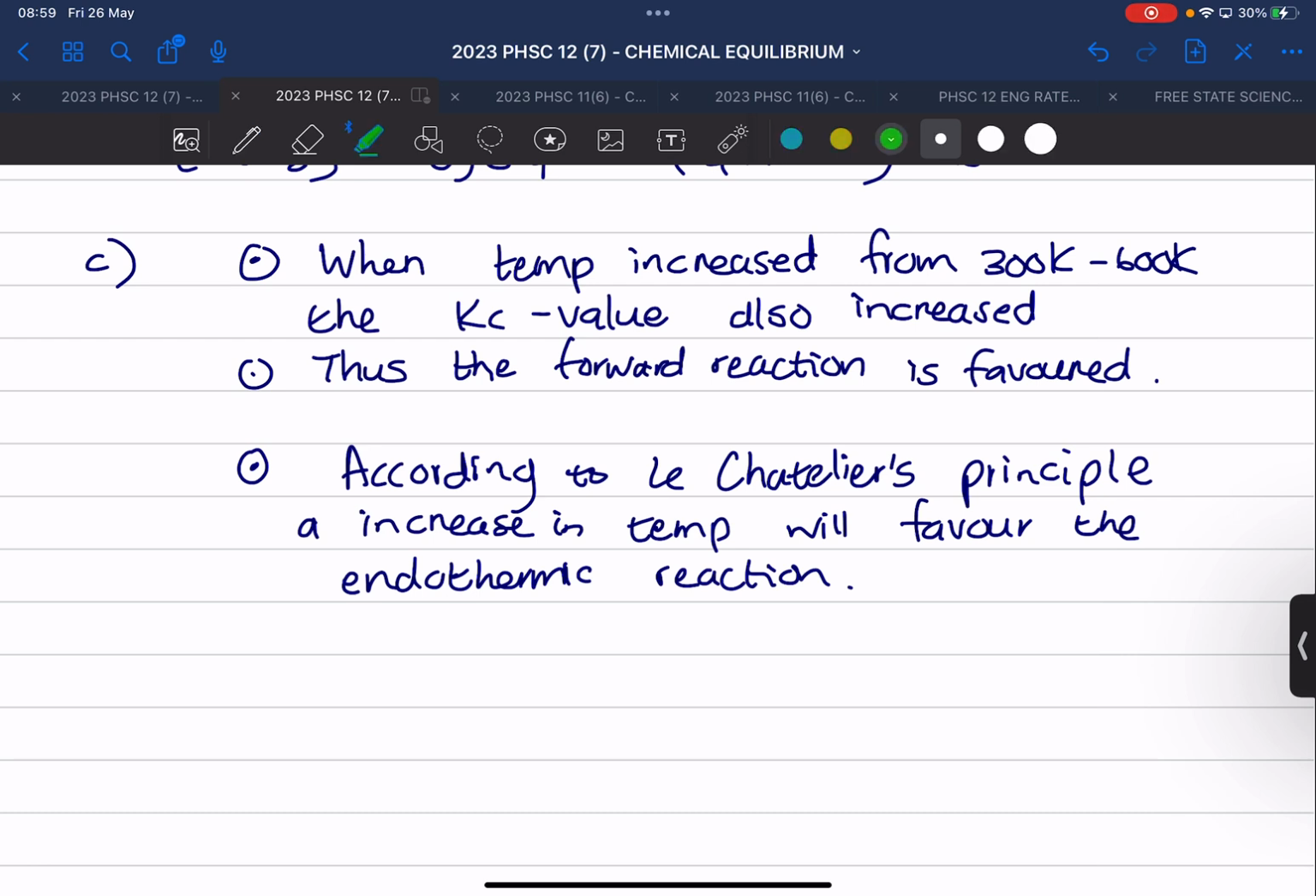Okay, so let's see. You'll see always after the third bullet point, I take out my highlighter. Then we said the forward will be favored. You missed this bullet point, Jabu. The forward will be favored, and we said we favor the endothermic. So what's the same word in both? Favored. So if you scratch that out, you get the forward is endothermic.